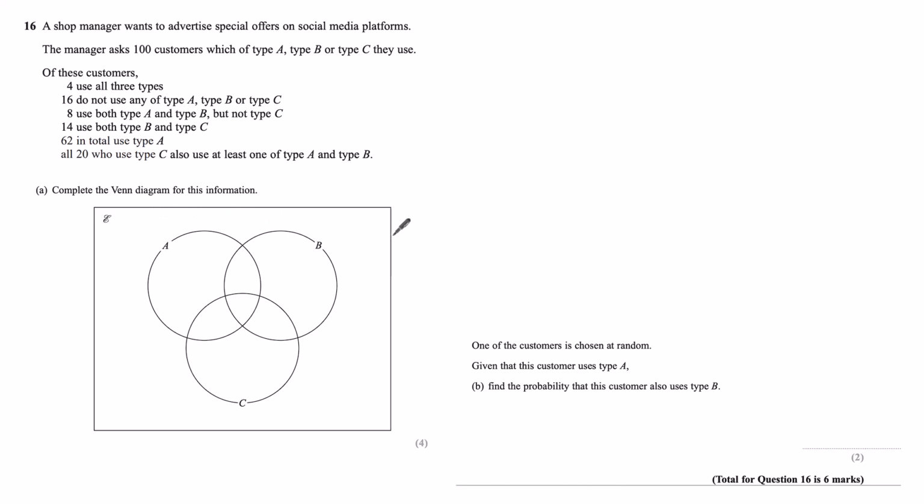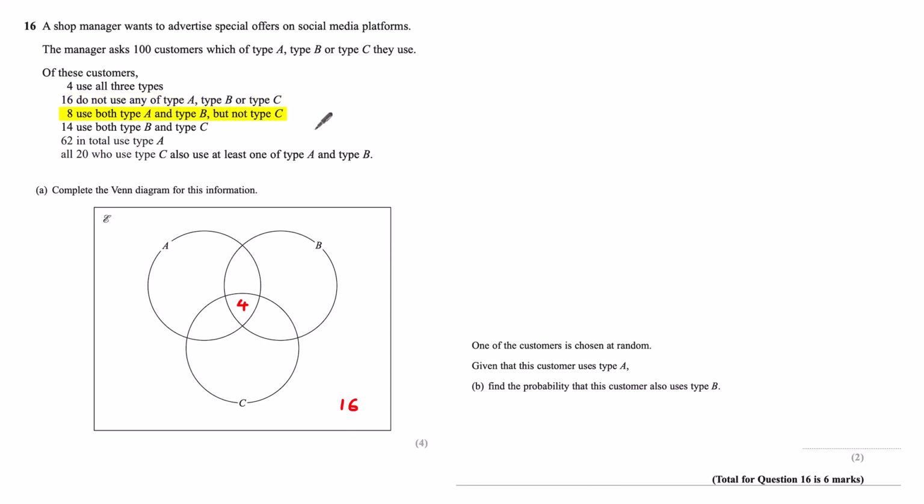So in order to complete this Venn diagram, we're going to go through this massive amount of information, one key point at a time, so that we can fill this in. So the first thing we're going to look at is that 4 use all 3 types, and so the intersection of all 3 of our circles is going to be 4. Next point, 16 do not use any of A, B or C, and so those 16 do not fall into any circles, so they can be in the box on the outside.